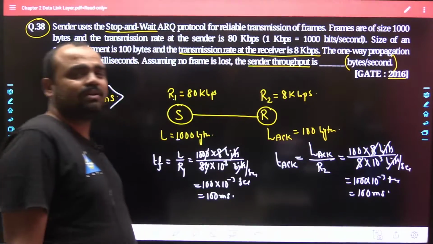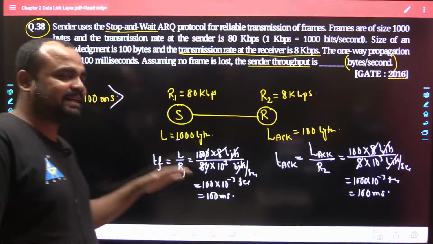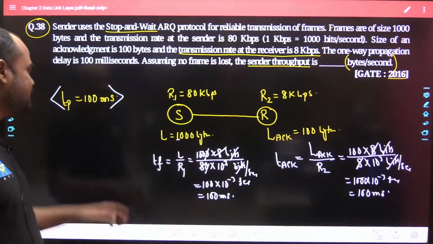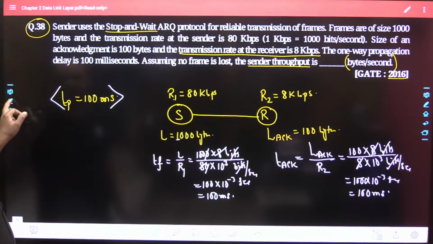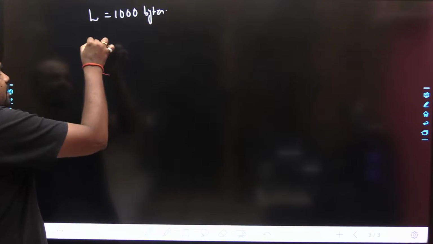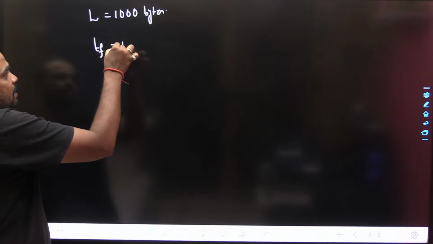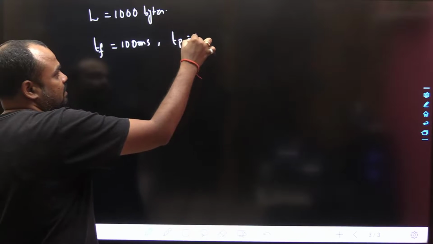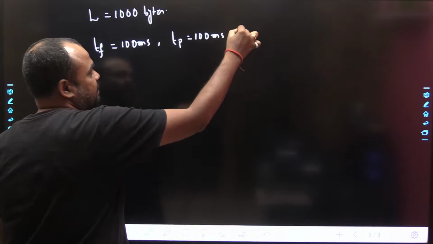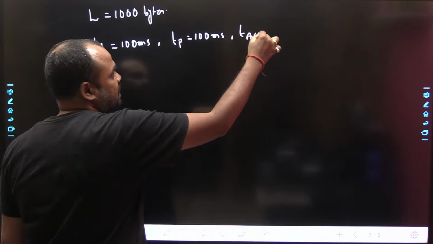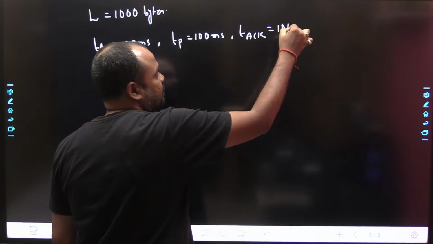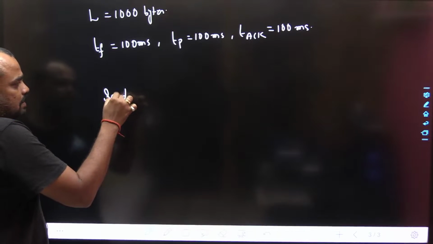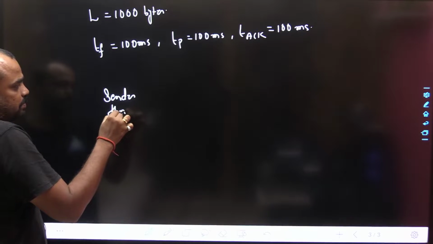So my dear friends, what ultimately are we collecting? TF is 100 millisecond, T of ACK is 100 millisecond, and TP is also 100 millisecond. So ultimately we have calculated that TF is 100 millisecond, TP already given as 100 millisecond, and T of ACK we have calculated as 100 millisecond. Okay, and we need to find out what? Sender throughput.